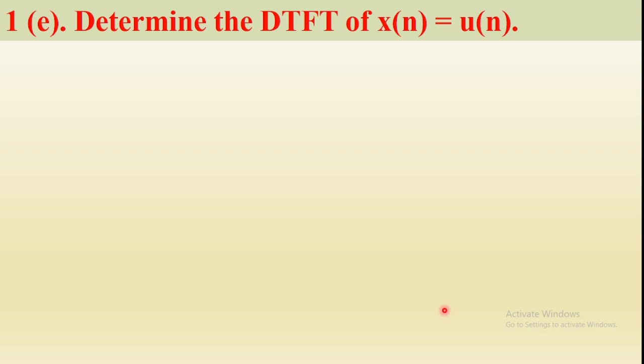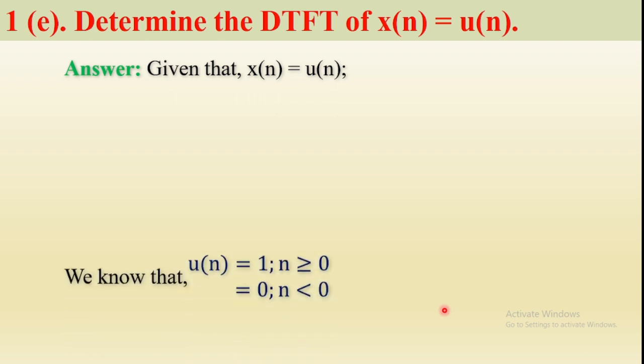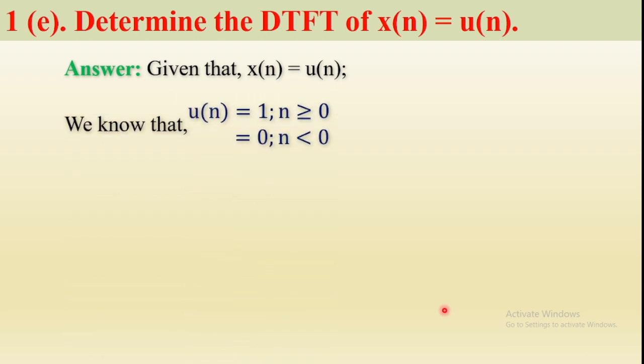Next question, number 1e. Determine the DTFT of x of n equal to u of n. Now coming to the solution. Given that the signal x of n is equal to u of n, we know that the definition of the unit step sequence is u of n is 1 for n greater than or equal to 0, and u of n is equal to 0 for n less than 0. This is the definition of unit step sequence.